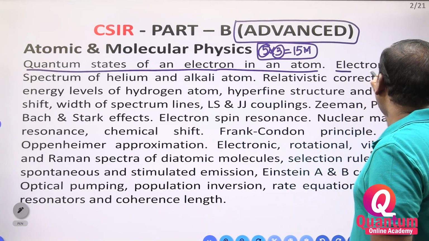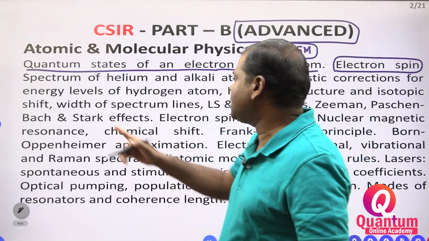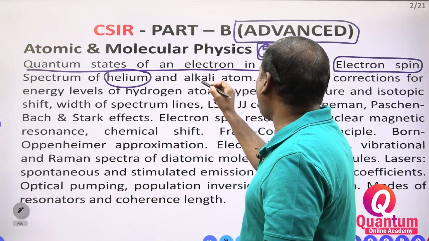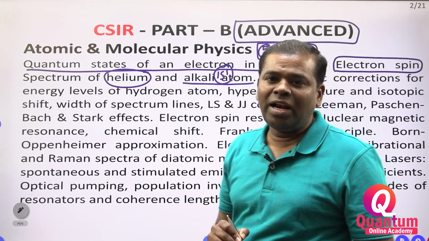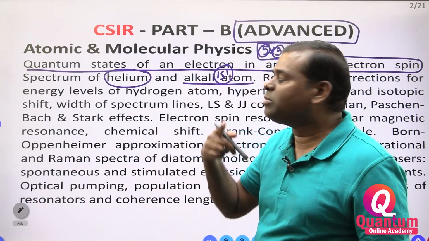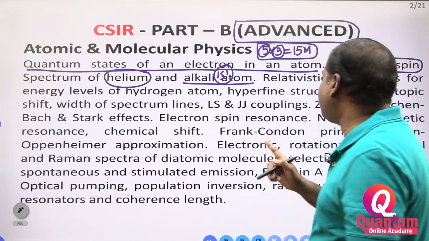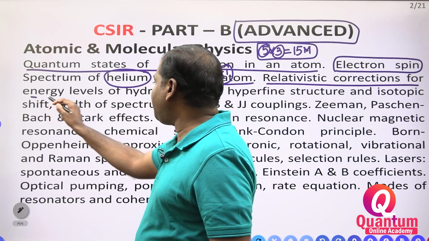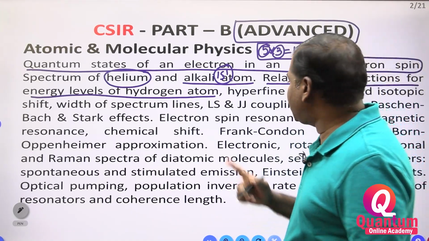There we learn about the electron spin that was introduced by Uhlenbeck and Goudsmit. Then the spectrum of the helium atom and the alkali atoms. Atoms with a single outer s electron configuration, we call alkali atoms: sodium, rubidium, cesium, francium. The spectrum of the helium atom and the alkali atoms is very, very important. Then the relativistic correction for the energy levels of the hydrogen atom, where we have to approach it in the relativistic way.